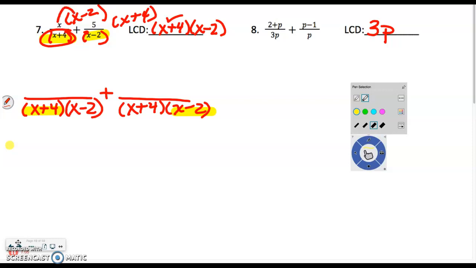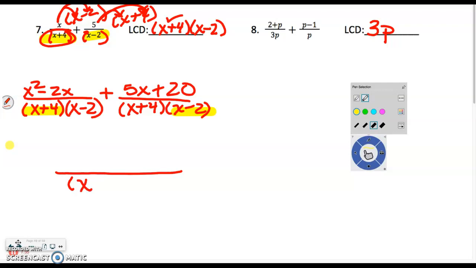So you're going to say, well, this would be an X times X, not 2X, but X squared. And X times a negative 2, so a minus 2X. On the other one, you got to hop the 5 in, and 5 times X is a 5X. And 5 times 4 is a 20. All right? We good so far? And then just like we did on the easier ones, we said, well, now that we have the LCD, we're going to keep it. So on the bottom, go ahead and write an X plus 4.